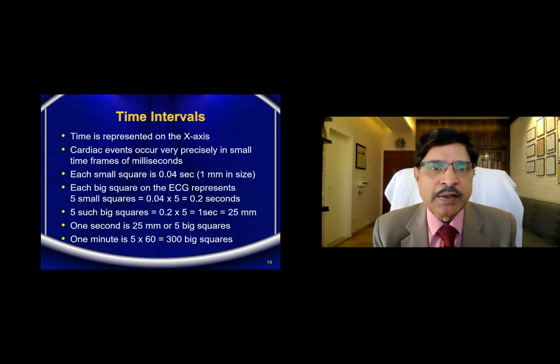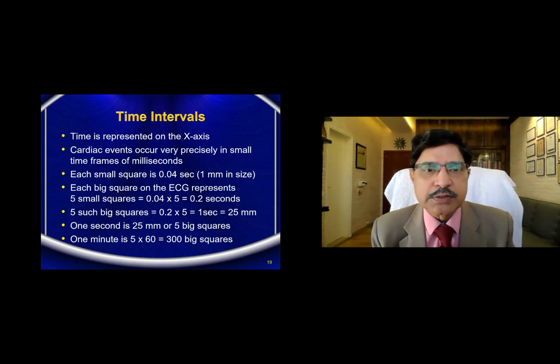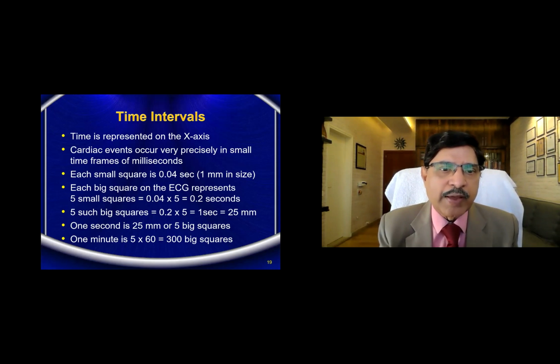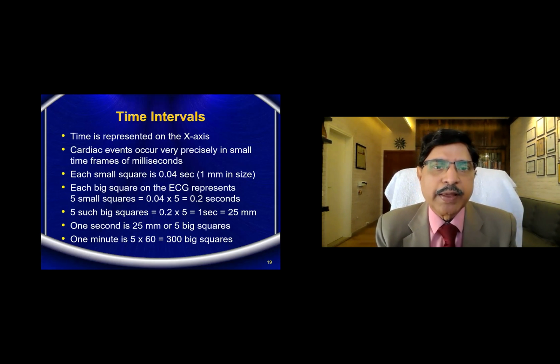One small square is equal to 0.04 seconds and is 1 millimeter in size. And each big square is equal to 5 times the small square, which is 0.04 multiplied by 5, equal to 0.2 seconds. 5 such big squares will make 1 second. 0.2 into 5 is 1 second, which is equal to 5 into 5 millimeters. Each big square is 5 millimeters. 5 such big squares is 25 millimeters. 1 second is 25 millimeters or 5 big squares.